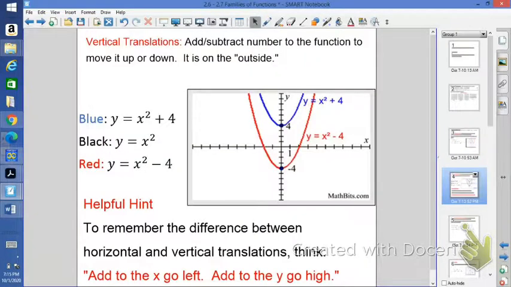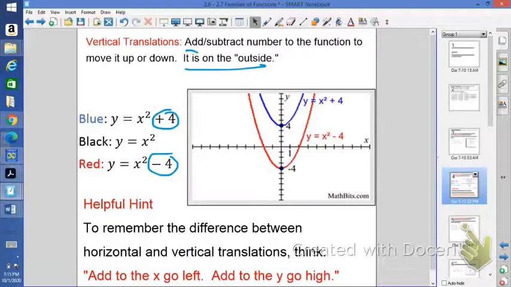Next are vertical translations. Here we're moving the graph up and down. How do you know if you're moving it up or down? You're adding or subtracting a number to the function, and this number is on the outside, so it's not inside the parentheses with the x. It's hanging off at the end. I circled the plus 4 and the minus 4.